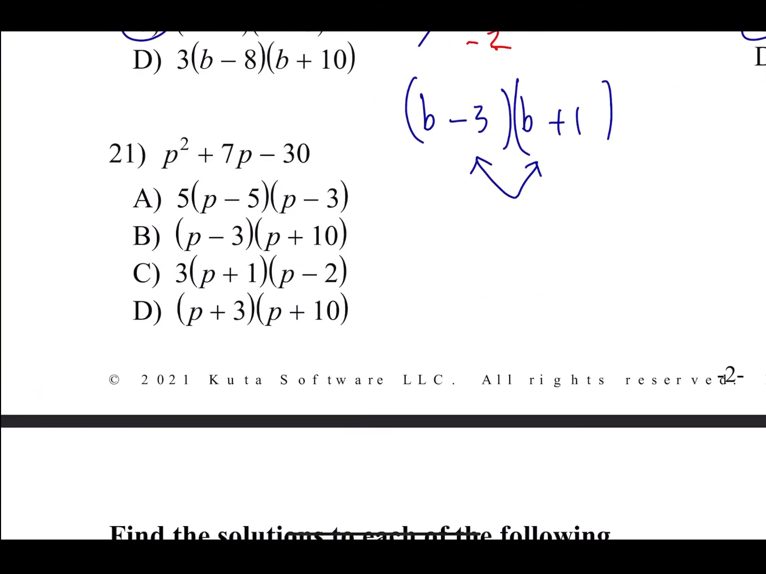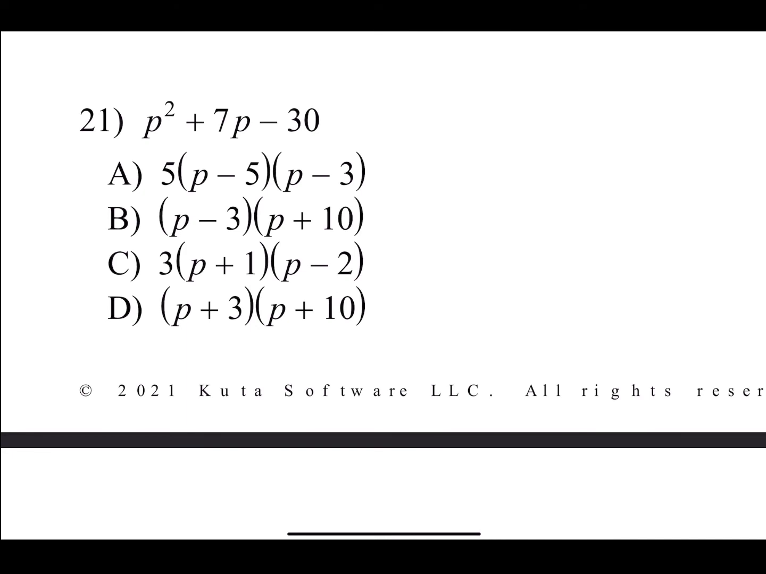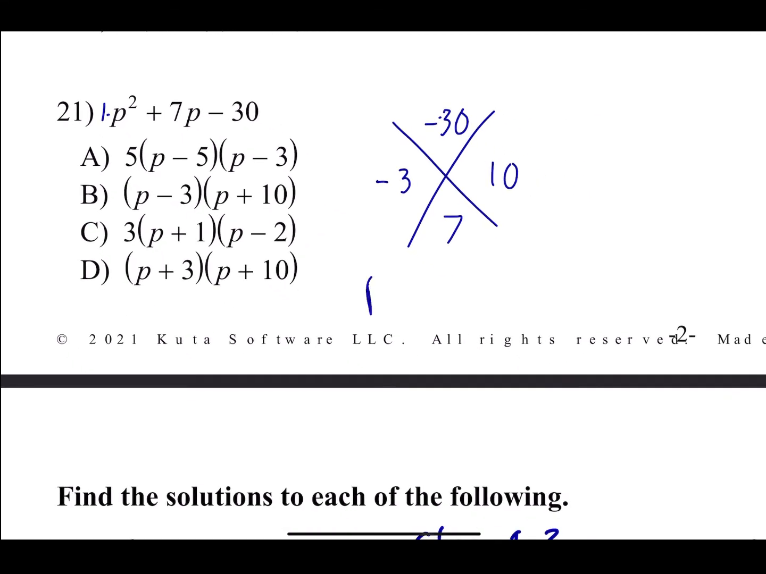21. We are looking at p squared plus 7p minus 30. No GCF because a is 1. So 2 numbers that multiply to negative 30 but add to 7. Let's see, 6 times 5 isn't good. 3 times 10, 3 and 10 usually make a 7, so let's see. What do I want to make negative? Probably the 3. 10 minus 3 is 7. So I got p minus 3, p plus 10.